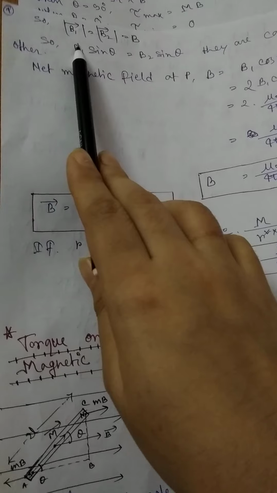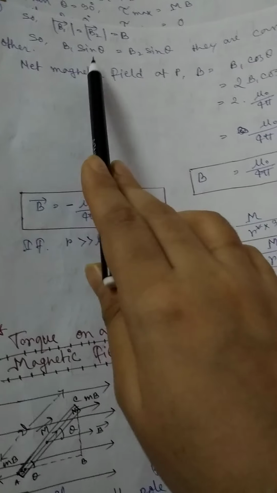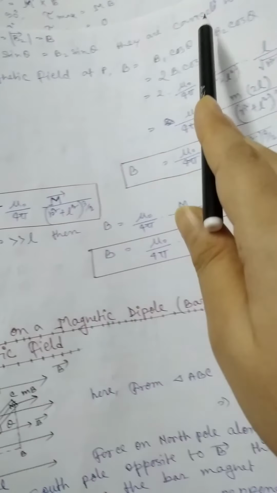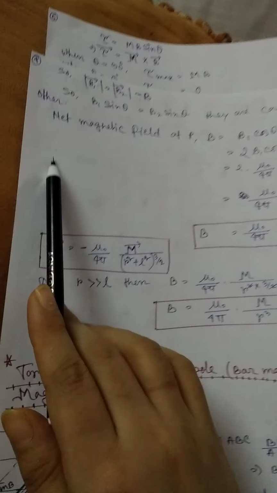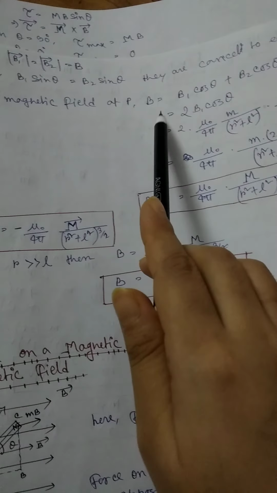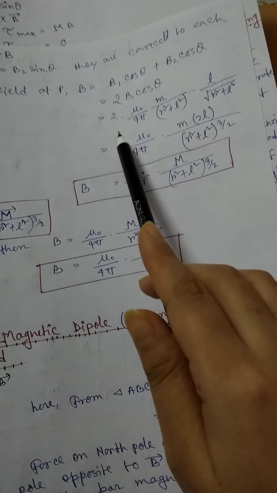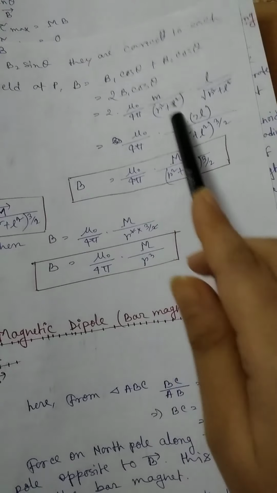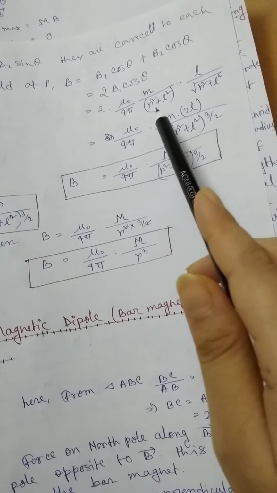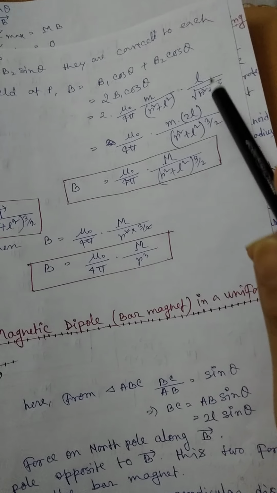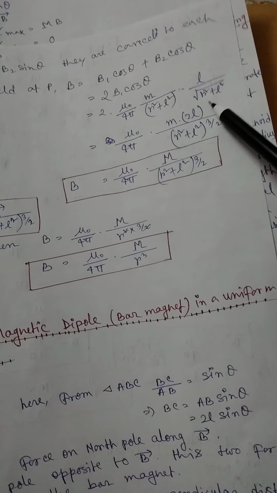So mod of B1 equals mod of B2 equals B. So B1 sin theta equals B2 sin theta. They cancel each other, right? Net magnetic field at point P equals B1 cos theta plus B2 cos theta, so 2 B1 cos theta. Now 2 into mu naught by 4 pi, m by (r square plus l square), which is the magnitude of B1, into l by root over (r square plus l square). This is the value of cos theta.